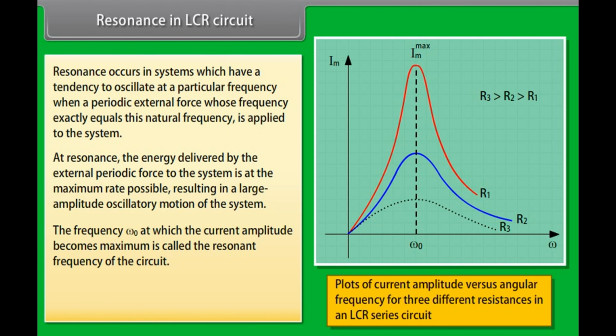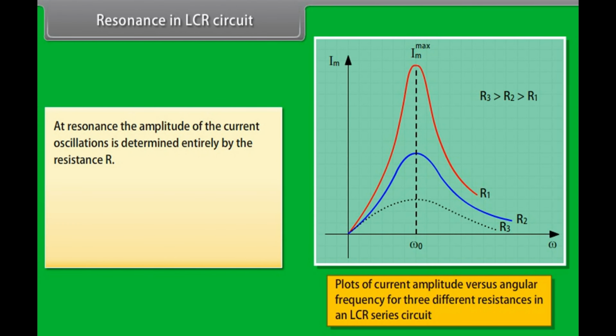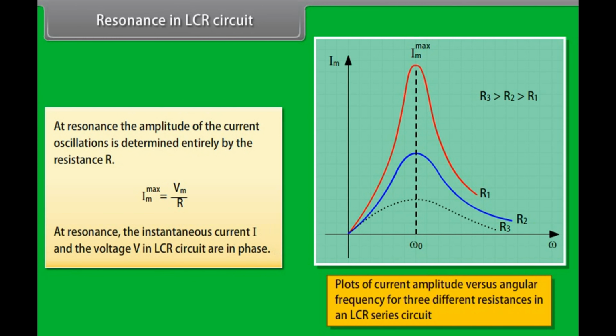The frequency ω0 at which the current amplitude becomes maximum is called the resonant frequency of the circuit. ω0 = 1/√(LC). At resonance, the amplitude of the current oscillations is determined entirely by the resistance R. Im max = Vm/R. At resonance, the instantaneous current I and the voltage V in LCR circuit are in phase.